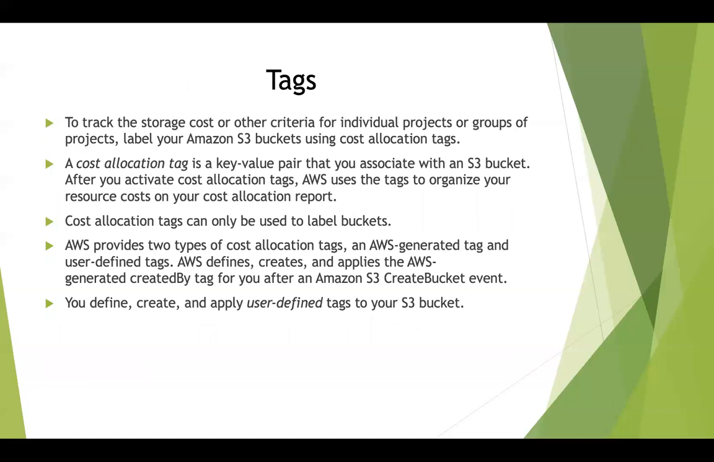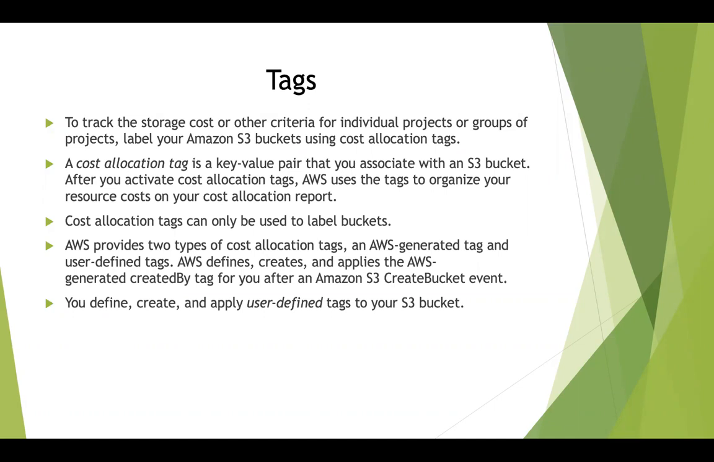So to track the storage cost or any other criteria for your individual projects or group of projects, you can label your S3 buckets using cost allocation tags. A cost allocation tag is nothing but a key value pair that you associate with a bucket. Something along the lines of, this bucket is used for this particular project. So project name, and this is the name of the project. And that tag is associated with that particular bucket.